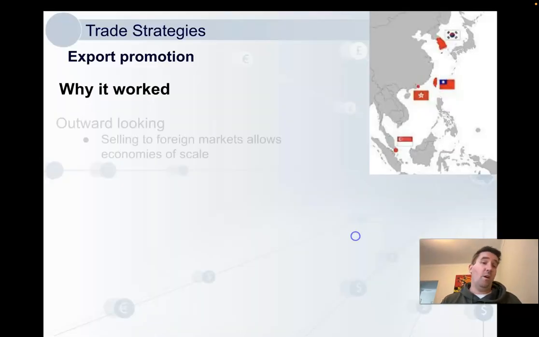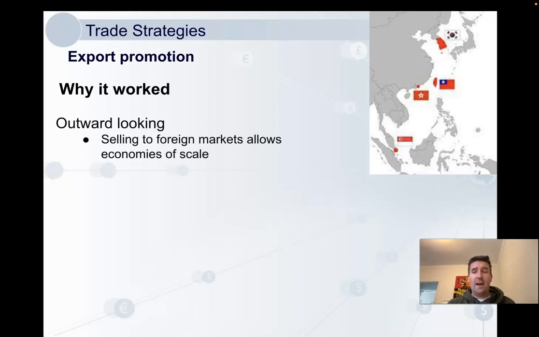Okay, why it worked? It was outward looking. That's compared to the import substitution. It was selling to foreign markets. They could sell to the rest of the world. So they are allowing for huge economies of scale.